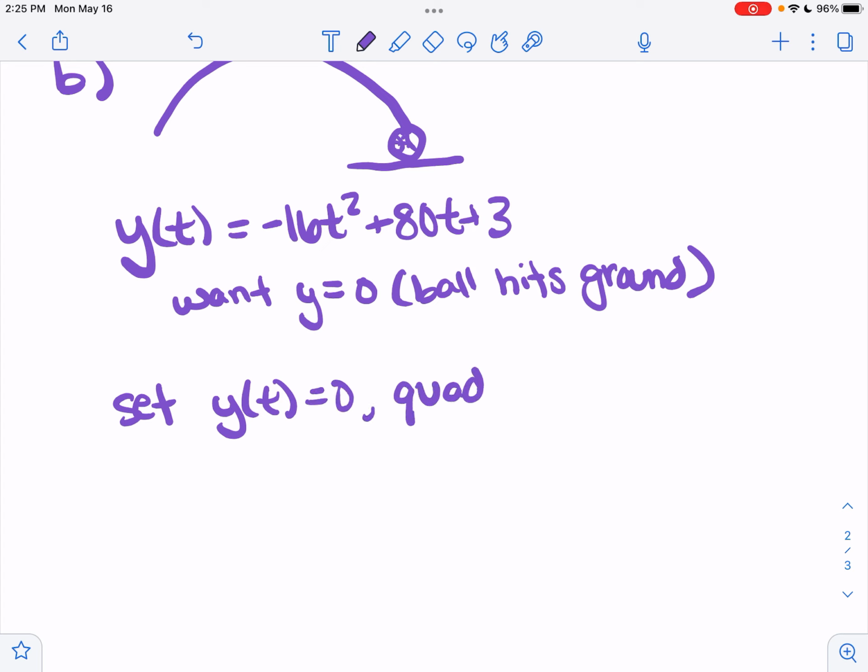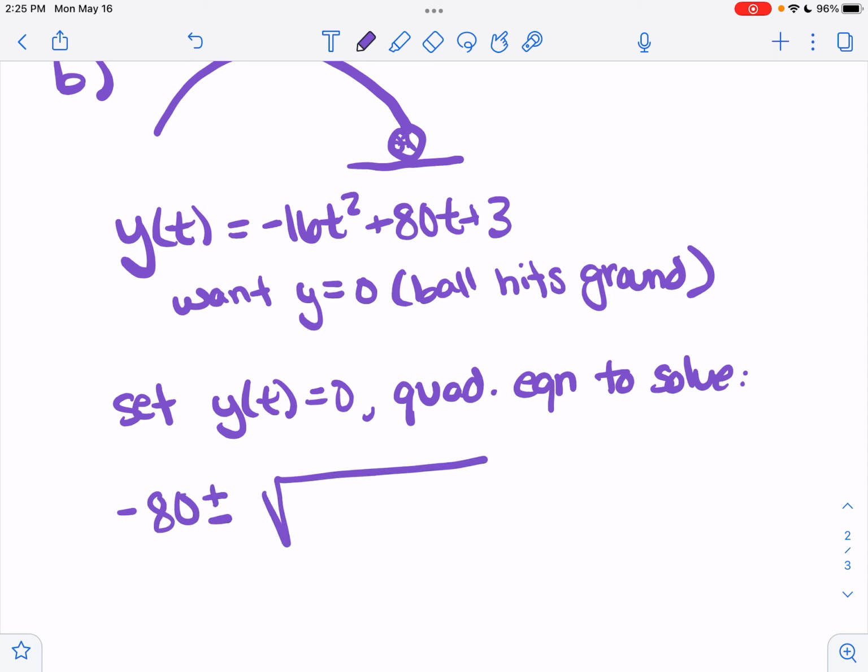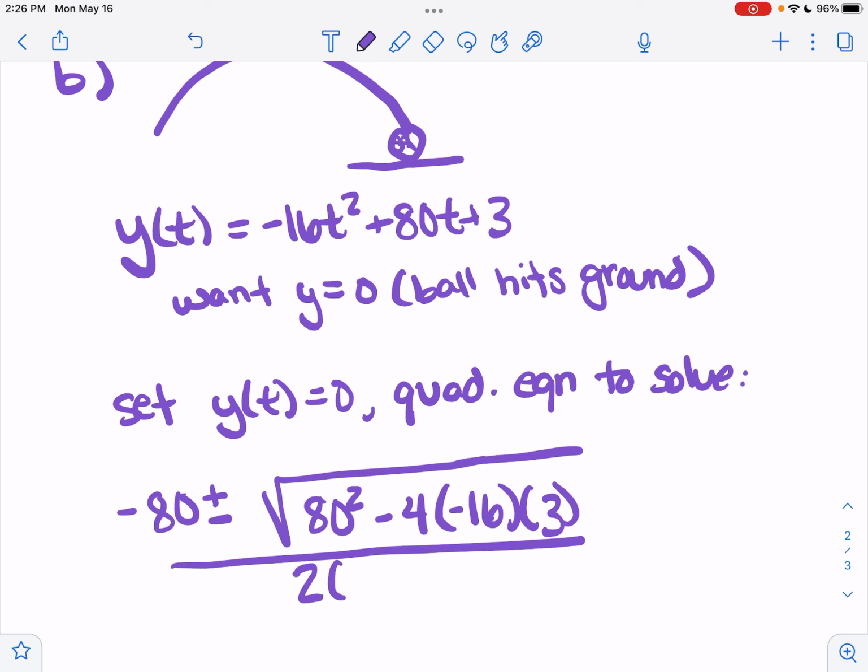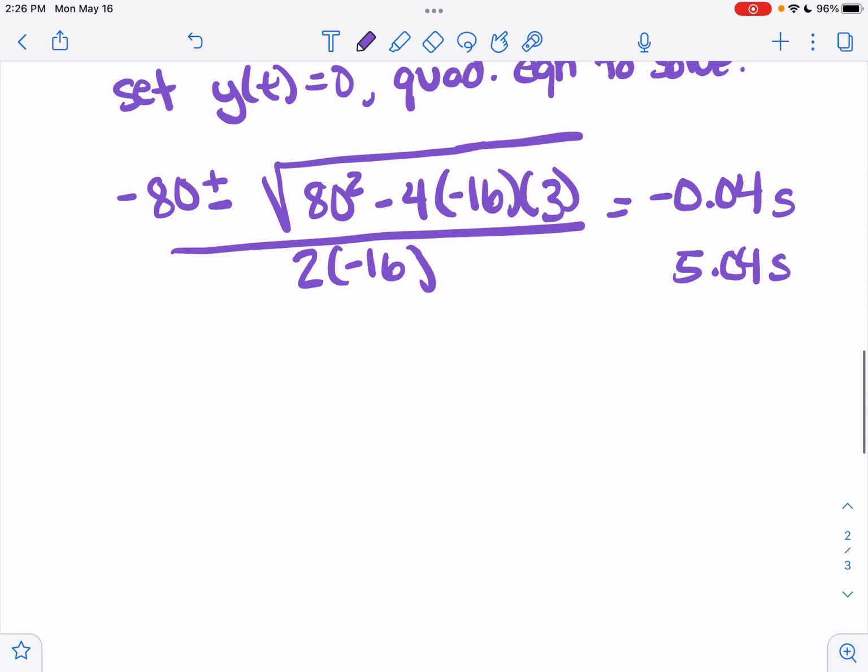We use the quadratic equation to solve. And that's going to give us two solutions. It's going to give us negative 80 plus or minus the square root of 80 squared minus 4 times minus 16 times 3, divided by 2 times negative 16. And what we get is a negative 0.04 seconds and a 5.04 seconds. Of course, the negative 0.04 seconds is not the answer we're looking for. We don't want a negative time solution here. So it's 5.04 seconds. That's the time at which the ball hits the ground.